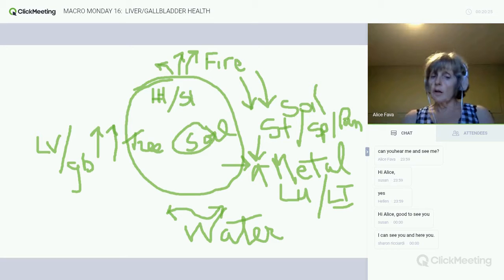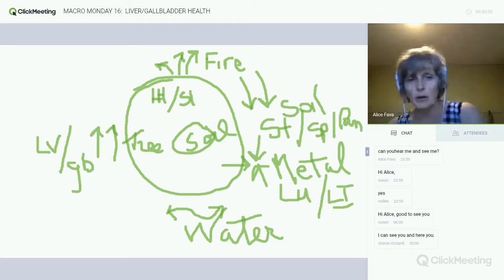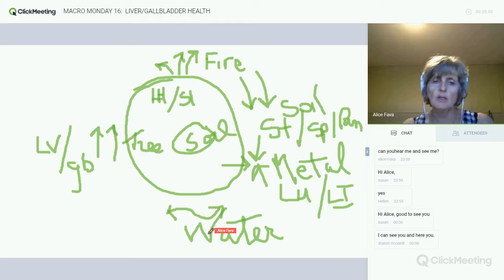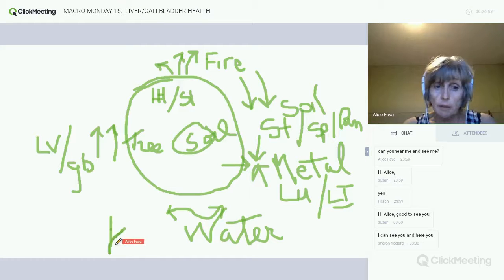Okay, so the lung and large intestine. Well, the large intestine is a hollow organ. The lungs are more dense, right? They're kind of more expanded organs. And they're nourished by metal energy. So I'll talk about the brains that go into these categories too in a minute. Okay, so that's lung and large intestine. And water is the kidneys and the bladder.